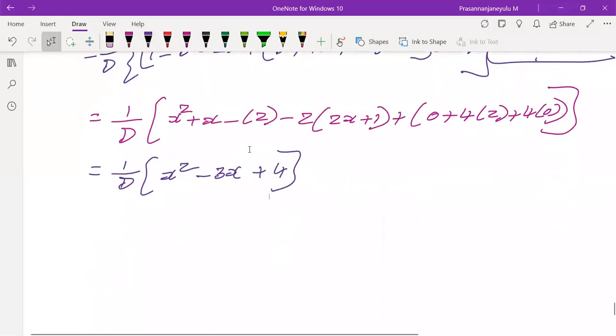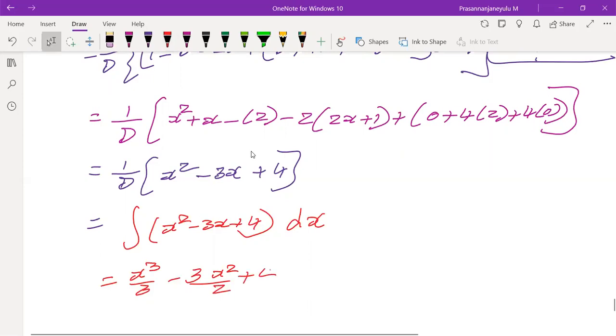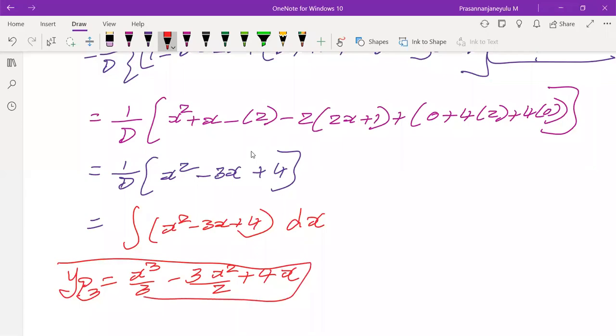No, not yet completed. We are having 1 by D. The denominator should not have any D variable. So 1 by D can be written as integration. Integration of x square minus 3x plus 4 dx. Now integration of x square is x cubed by 3, minus 3 into integration of x dx, which is x square by 2, plus 4 into integration of 1 dx, which is x. So what we got finally? yp3 only we got. Now we have to substitute all these things in equation number 2.